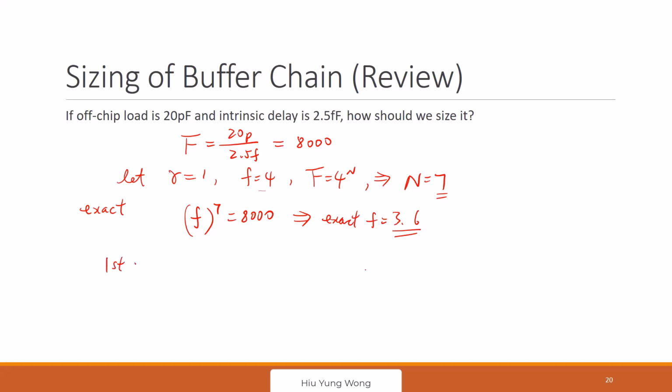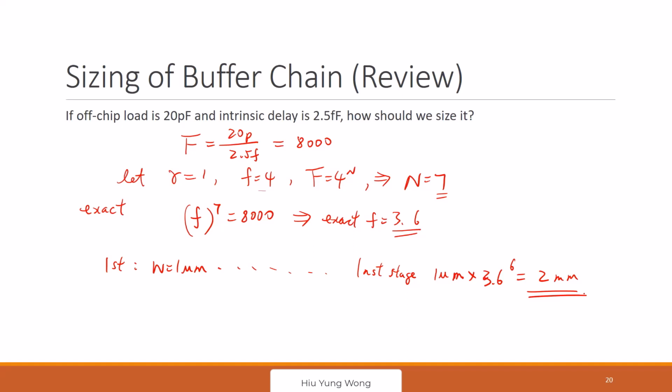The first stage, I might have W equal to 1 micron. Then what happened to the last stage? Based on this, it will be 1 micron times 3.6 to the power 6, which is 2 millimeter. Wow. Can you afford to just make the buffer train with a 2 millimeter size inverter, 2 transistors, 2 millimeter? Impossible, right? Then it means this doesn't work.